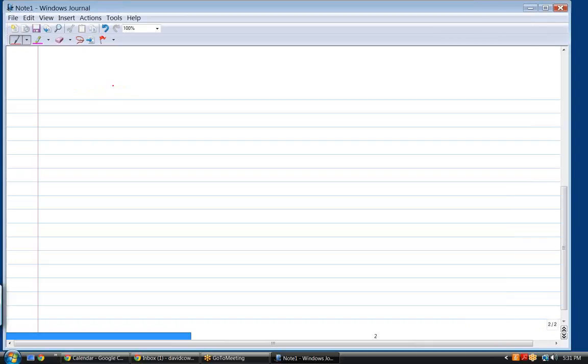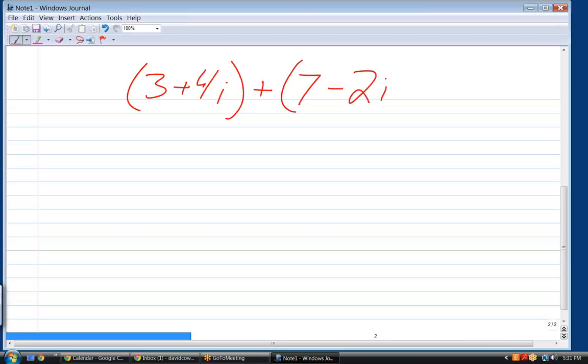Okay. In parentheses, 3 plus 4i plus 7 minus 2i. And then it says to simplify each expression. Adding, subtracting, and multiplying are all very straightforward. You add the real parts, you add the imaginary parts. So that's going to be 10 plus 2i.